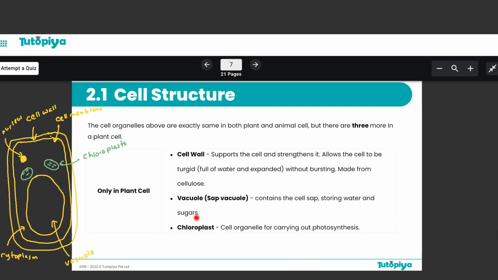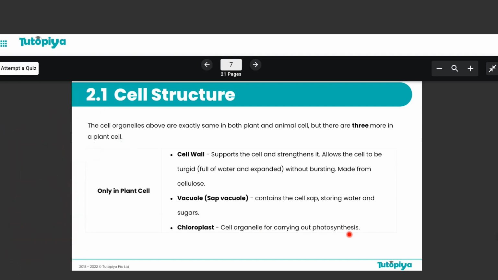All right, and then finally, we have this other organelle that I've drawn in green called the chloroplasts. The chloroplasts are actually green in color, and they are the specialized organelle that carries out photosynthesis. So these are the additional three organelles and structures that are present only in the plant cell.